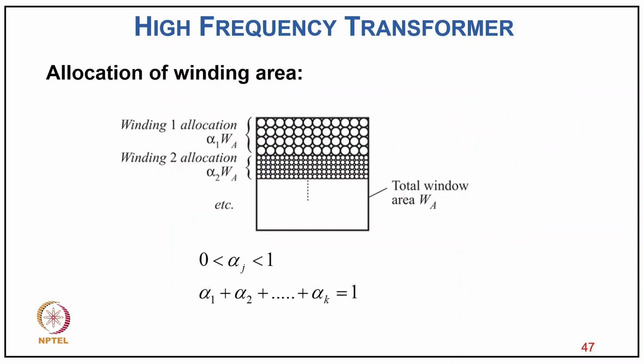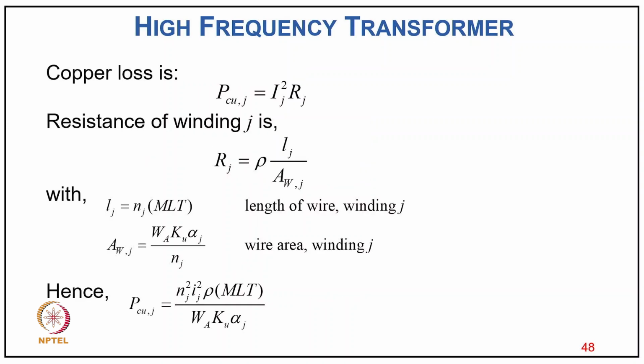Now coming to allocation of window area: winding 1 allocation is referred to as alpha 1 WA, winding 2 allocation is alpha 2 WA, etc. Each alpha j lies between 0 and 1, and the sum alpha 1 plus alpha 2 up to alpha k should be equal to 1, which gives the total window area.